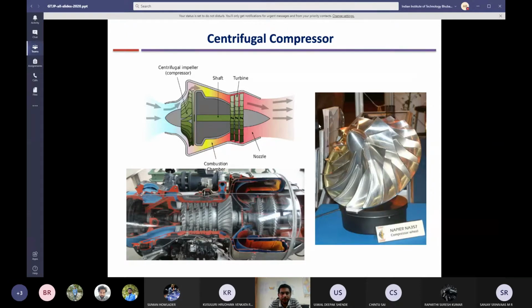So we have started discussion about compressors, and we noted that there are mainly two types of compressors. The centrifugal compressor, where the flow comes in axially and goes out radially. So it comes along the axis and goes out in the radial direction. And the other type is the axial compressor, where the flow comes in axially and also goes out axially, like a normal fan that we use in our home.